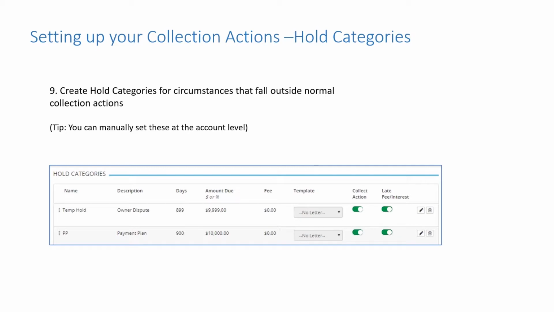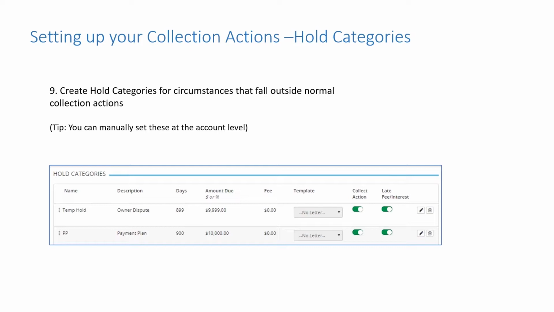So after we've set up our actions, we're going to send our late letter, our second, our attorney demand. We're going to set up the hold categories below that. These are going to be for our special circumstances that we don't want to fall inside the normal collection process. It probably is a little bit confusing how you're going to use these, so let's walk through exactly how it would work.